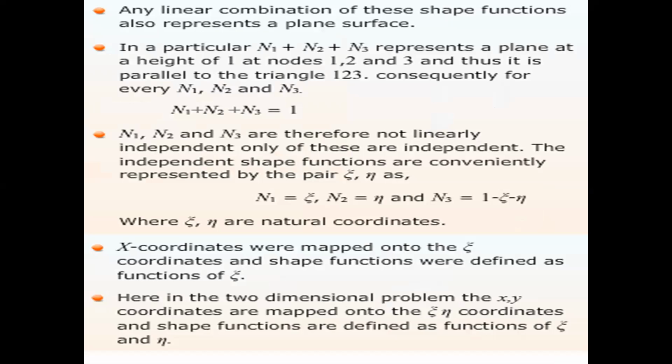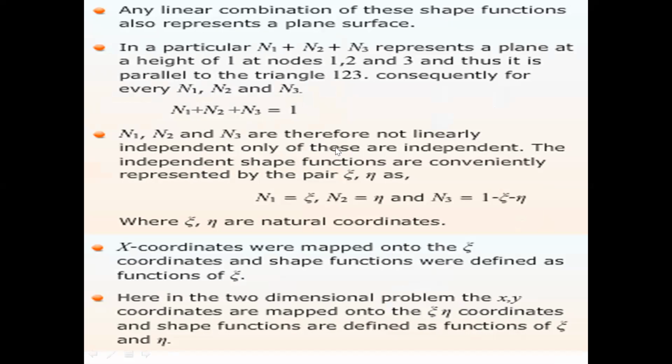We have seen that when you have a triangle element, there are 3 shape functions, which we mentioned as N1, N2, N3. If you add all the shape functions of an element, the sum is equal to 1. N1 is 1 at node 1, 0 at 2, 3; N2 is 1 at node 2, 0 at 1, 3; N3 is 1 at node 3, 0 at 1, 2.